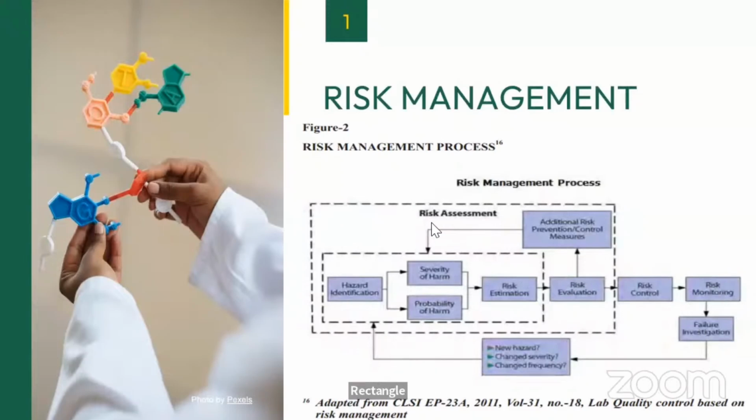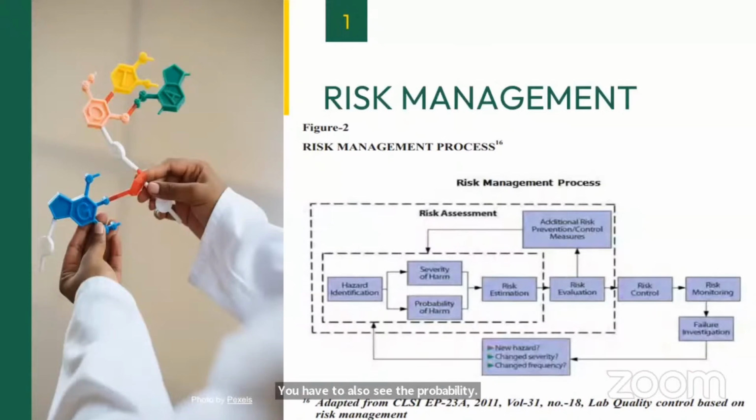So we start from the risk assessment. Once the risk is assessed, you have to identify the severity. Once the hazard is identified, you have to see the severity of the harm, like how serious it will be, whether it is possible to have any serious complications or serious damages. You also have to see the probability of harm, whether it will occur or not.